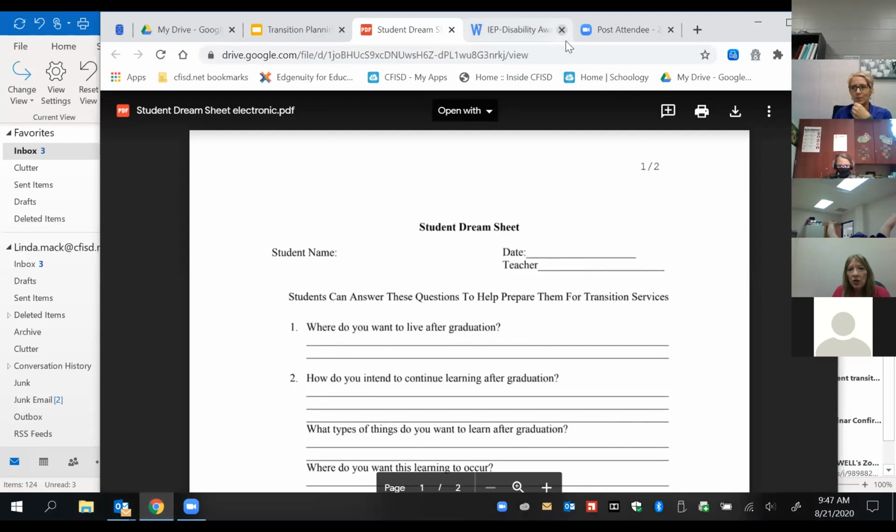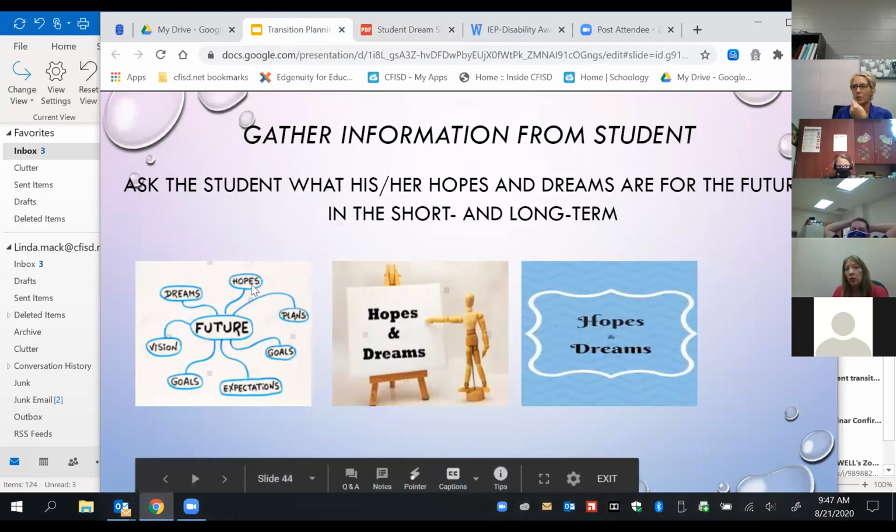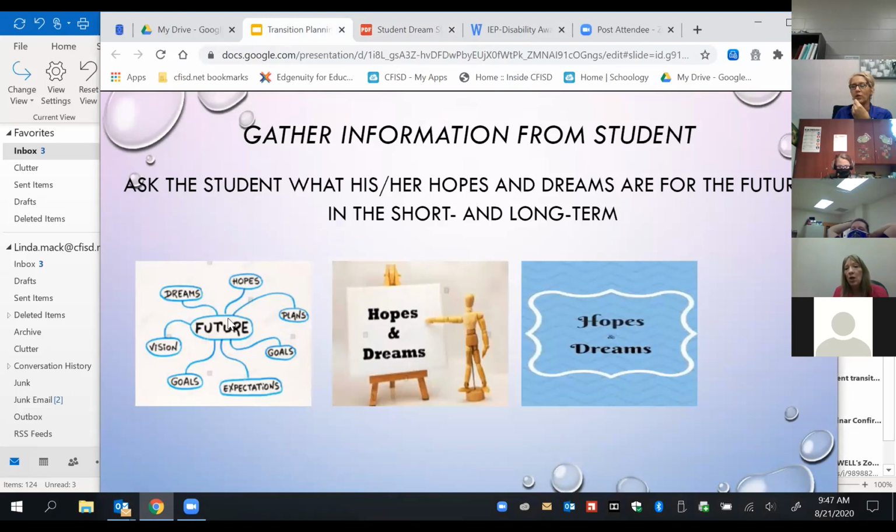Some of the others are more visual. It has little cloud boxes, and the student will draw or cut out pictures for what they want to do and where they want to live and things like that. And then they can bring those types of artifacts to the IEP committee and share it with the IEP committee. Okay. All right.